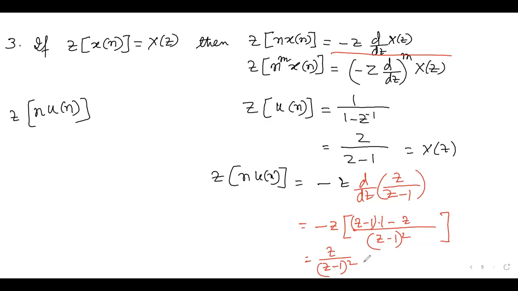Similarly, if you are asked to find the z transform of n square u[n] or n cube u[n], you have calculated n u[n], say this is X1(z). Now take this and find its derivative again to get n square u[n]. Or you may use the fundamental property. Let us prove that. Have you all understood?